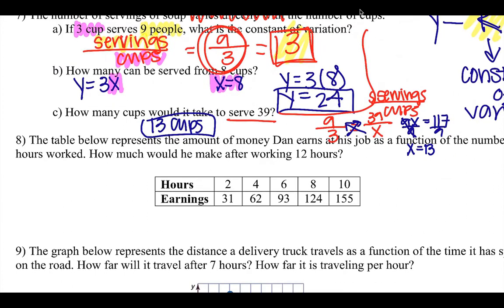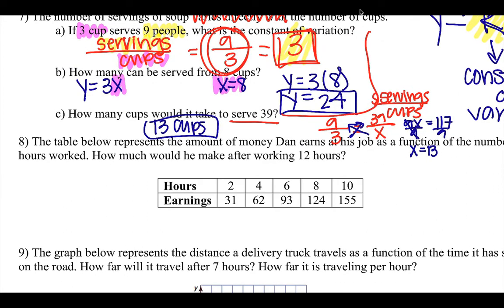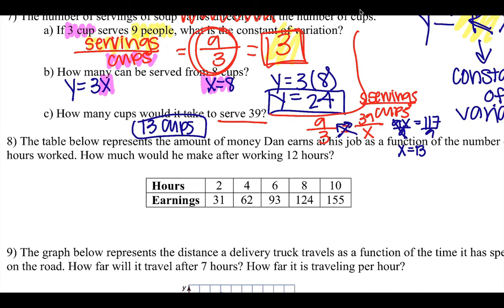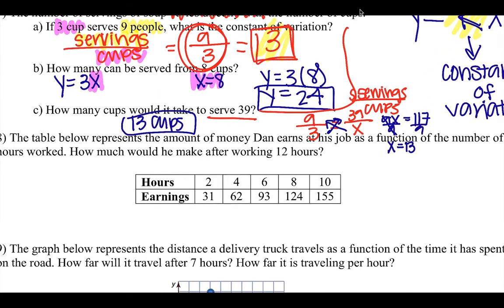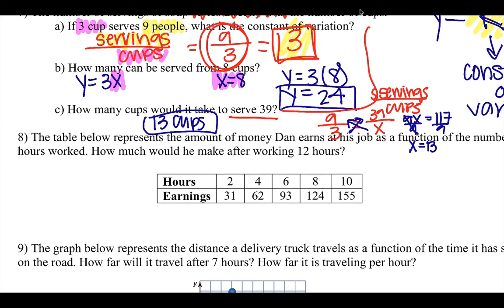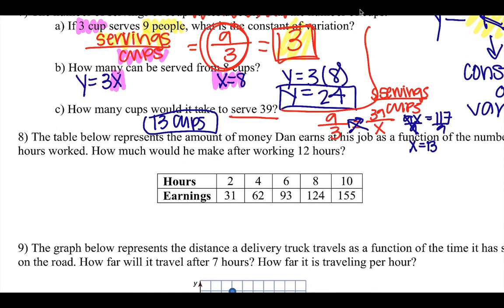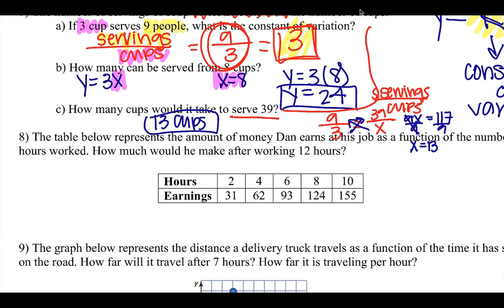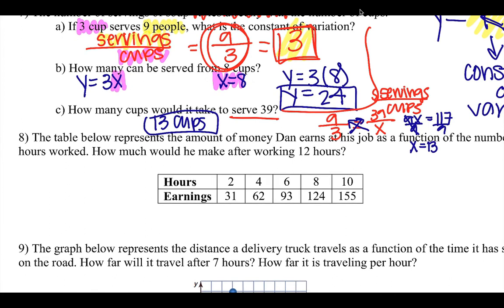My bad. Okay, this one says, the table below represents the amount of money Dan earns at his job as a function of the number of hours worked. How much would he make after working 12 hours? So, again, it's y over x. So hours is my x. If I work x amount of hours, I get out this much, y. So x is my input, y is my output, right? So if I work 2 hours, I get $31.